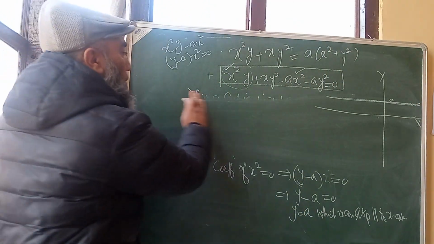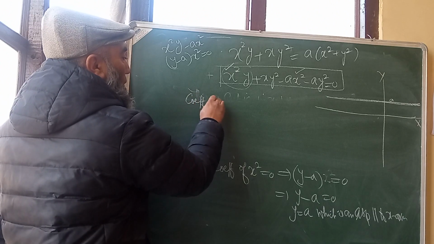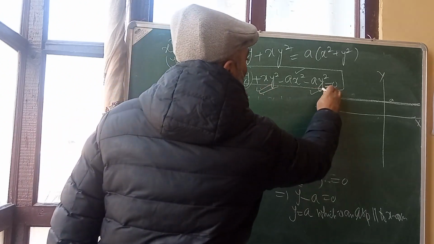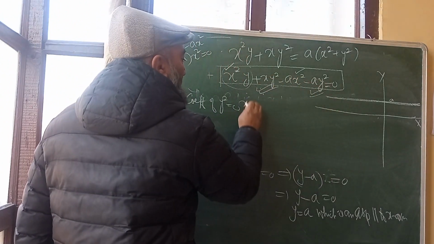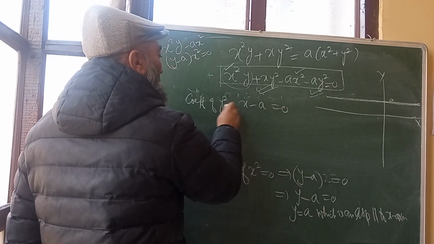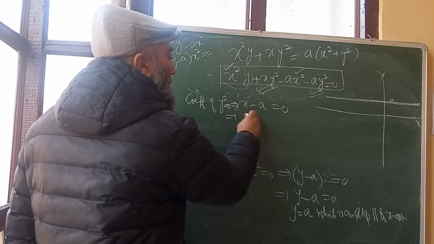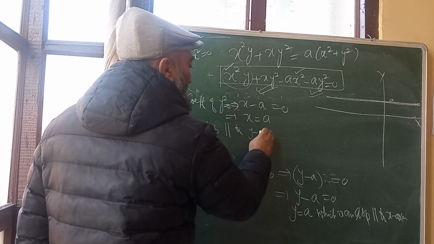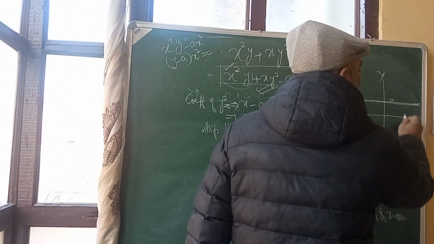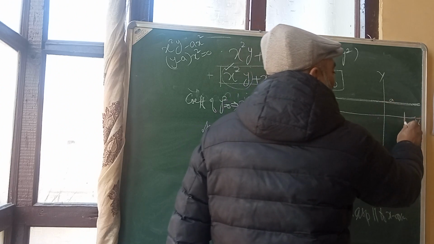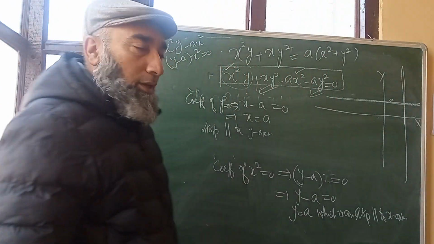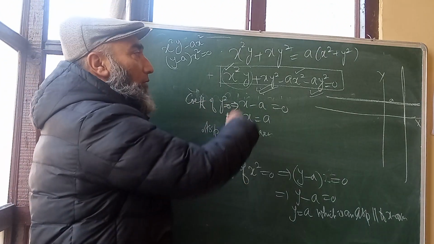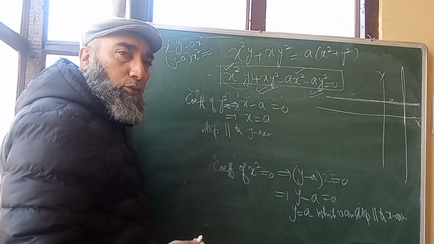Now, coefficient of y square equal to 0. See, you have y square over here, y square over here. What is the coefficient? X minus a equal to 0 implies x equal a, which is an asymptote parallel to y-axis. See, x equal a. Say this is a. This is an asymptote parallel to y-axis. Fine. Again, if y square was not there, then I have to go to the coefficient of y.